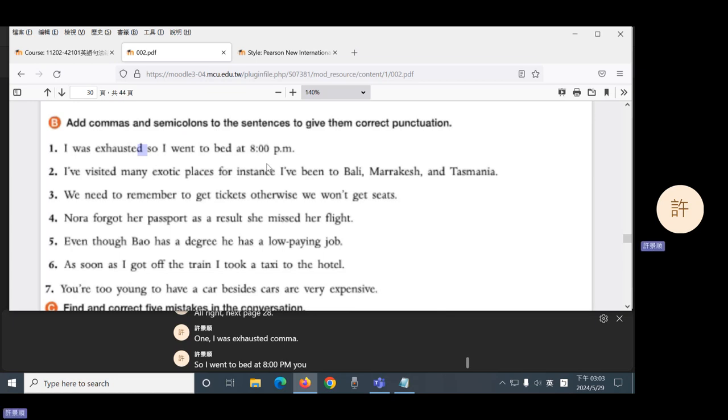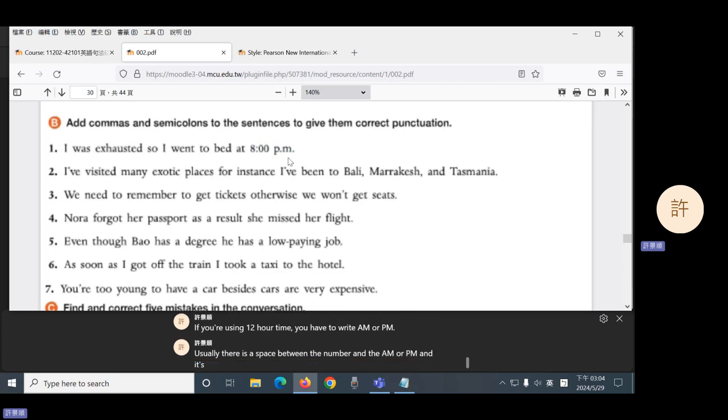You can also pay attention to how we write the time. If you're using 12-hour time, you have to write a.m. or p.m. Usually there is a space between the number and the a.m. or p.m., and it's p dot m dot with no space in the middle. Same for a.m., a dot m dot, no space in the middle.